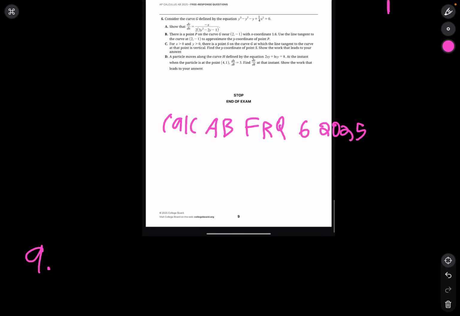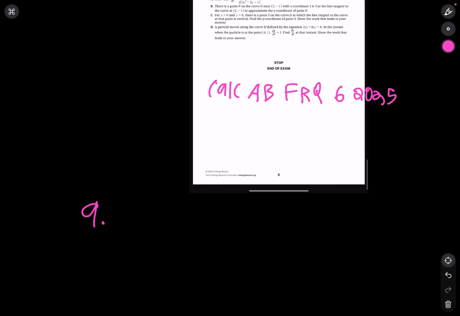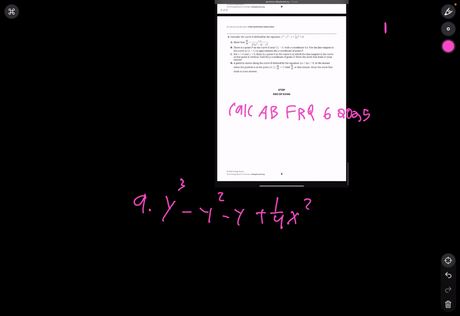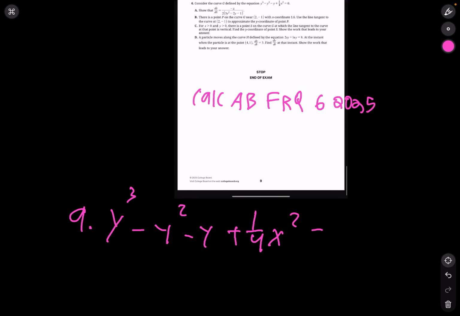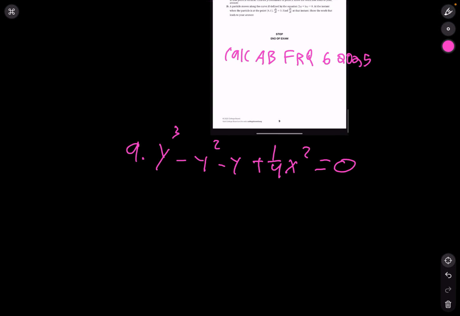So with the first question, with the implicit differentiation, it says to show that dy/dx is equal to negative x over 2 times (3y squared minus 2y minus 1). So we're given the function here, which is y cubed minus y squared minus y plus 1/4 x squared is equal to 0.